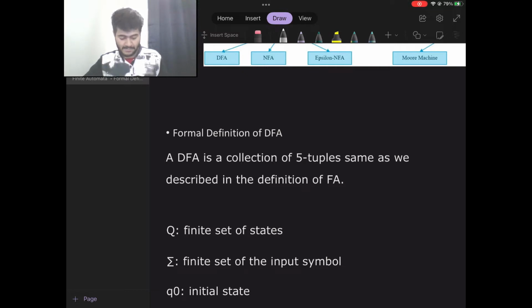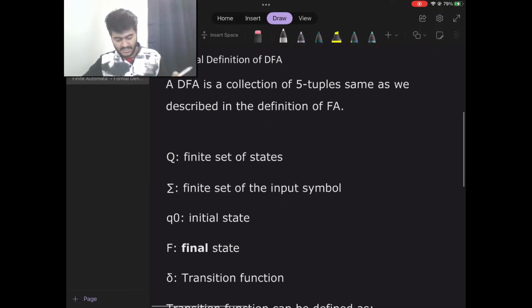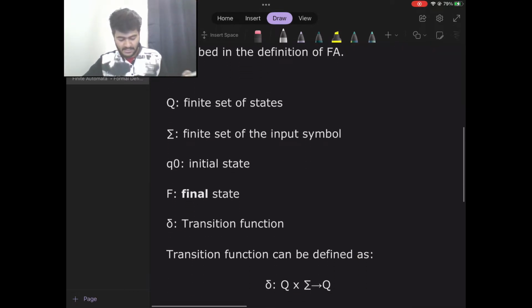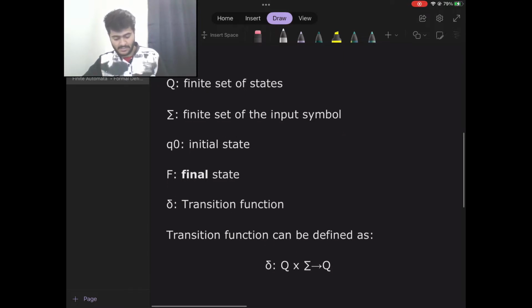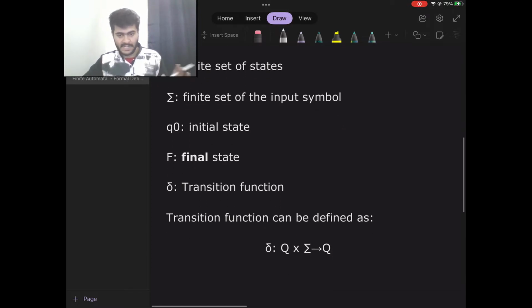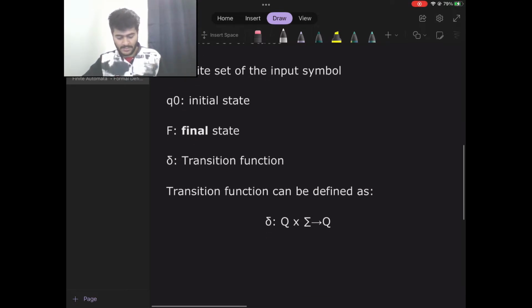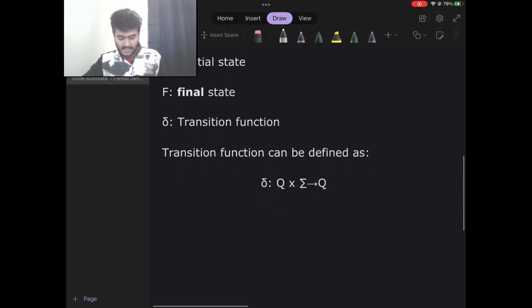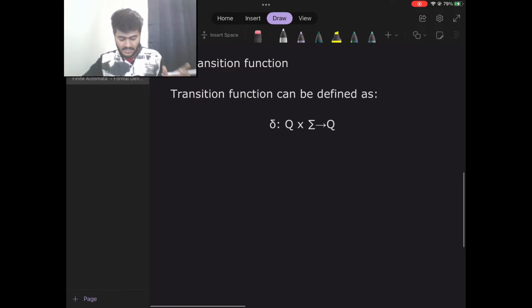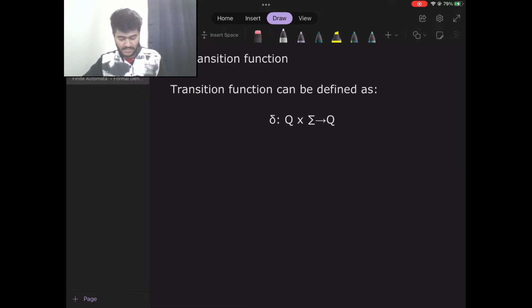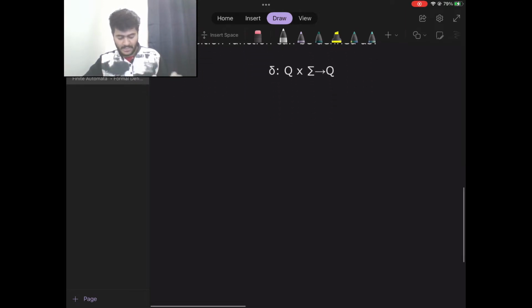What is DFA? DFA is defined as deterministic finite automata. It is a collection of five tuples, same as we described for finite automata. So what are the five tuples? The first one is Q, which is the finite set of states; sigma, which is the given set of inputs; Q naught, which is the initial state; F, which is the final state; and delta, which is the transition function, defined as Q cross input giving the output Q.